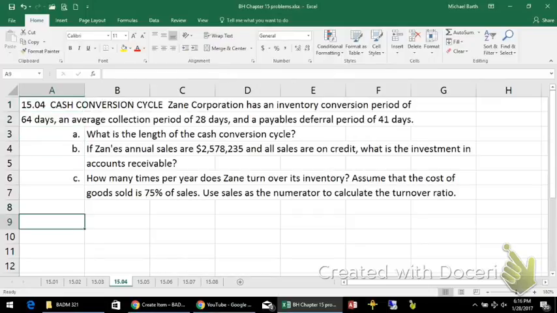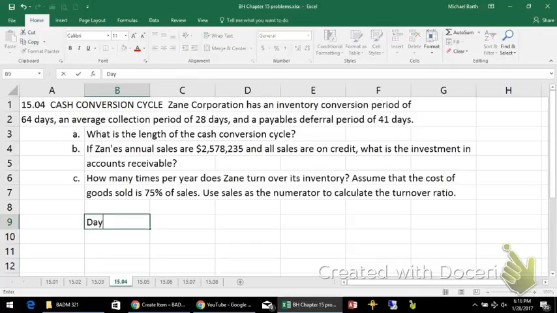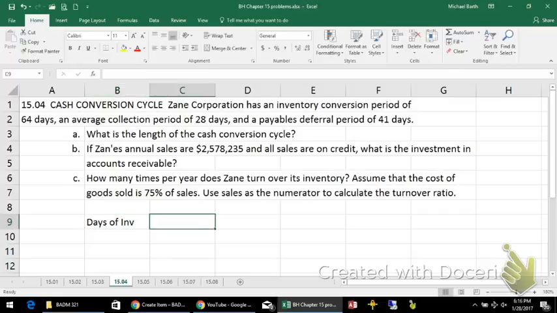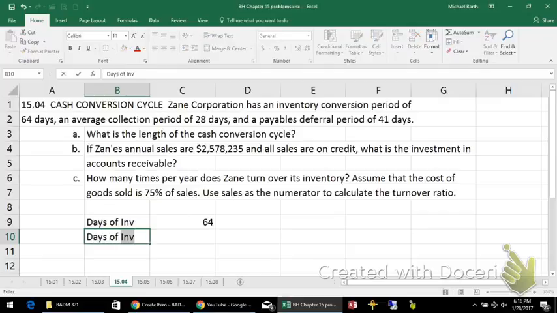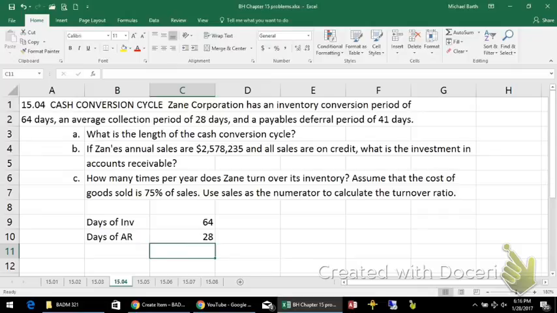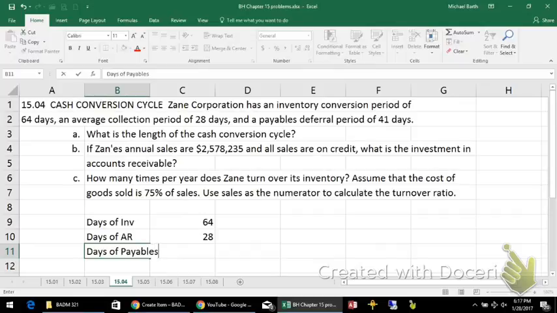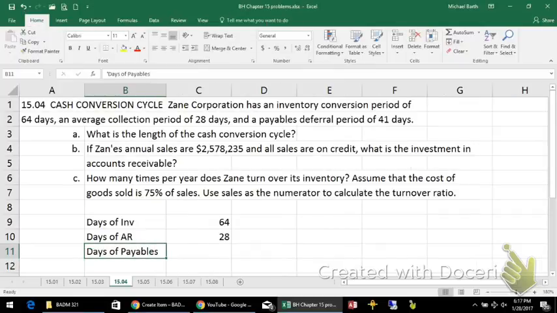All right, so first things first, we have an inventory conversion period, or days of inventory, of 64 days. We have days of accounts receivable, which they call the average collection period. Days sales outstanding, average collection period, or days of accounts receivable is what I like. That's 28 days. And then days of payables, and they're using the terminology payables deferral period, 41 days.